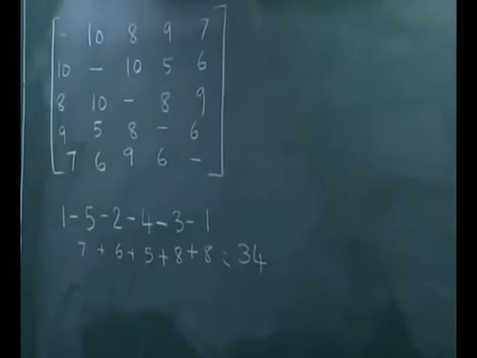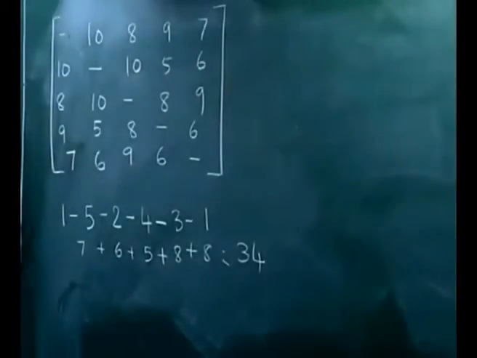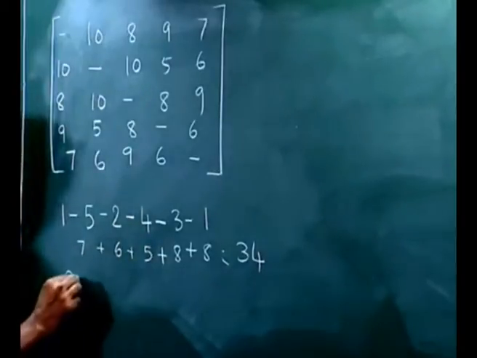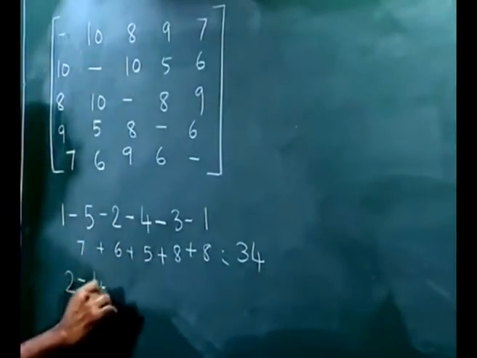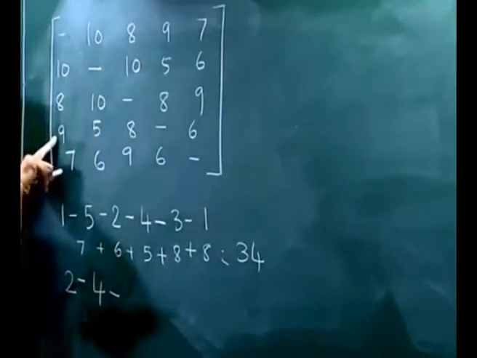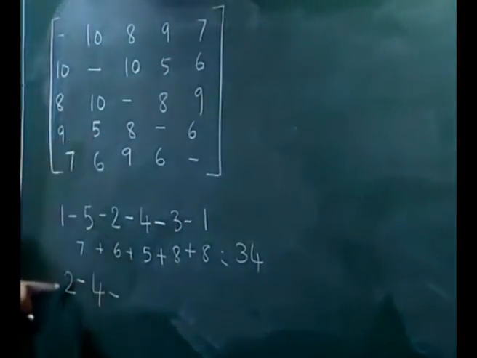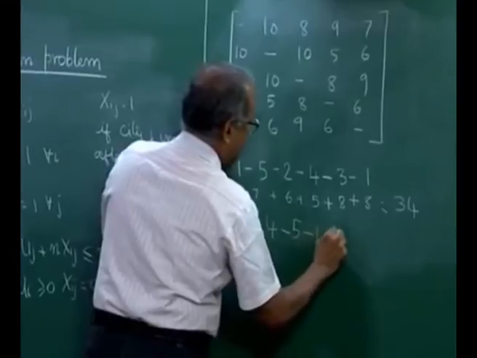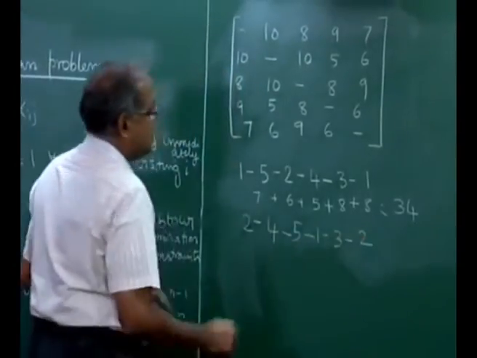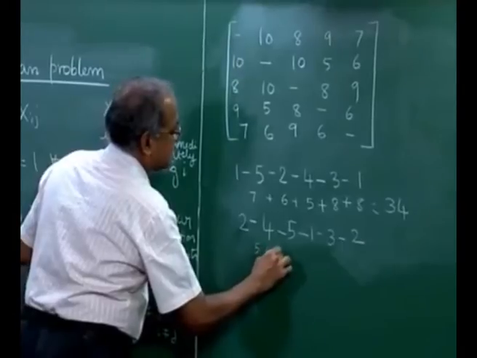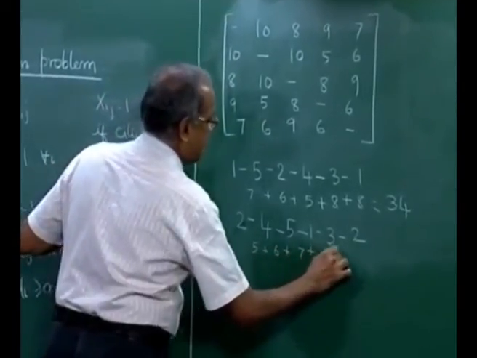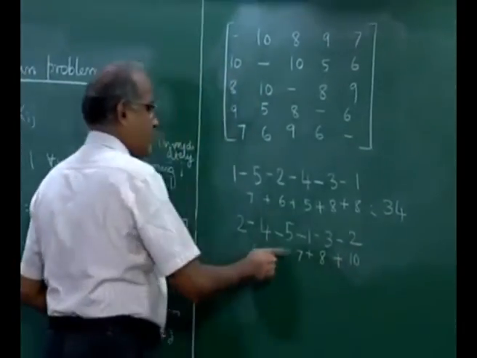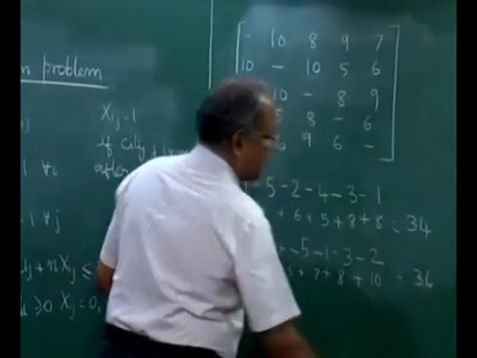We do not know whether this is the best solution or whether we could make this solution better. So, we simply expand this by trying to start with 2 first. So, I start with 2. I go to 4, this is the minimum. From 4 I realize this is the minimum, but I have already visited 2. So, I go to 5, and from 5 I go to 1 and then 3 and then 2. So, this will be 5 plus 6 plus 7 plus 8 plus 10. So, this will be 11, 18, 26, plus 10, 36.